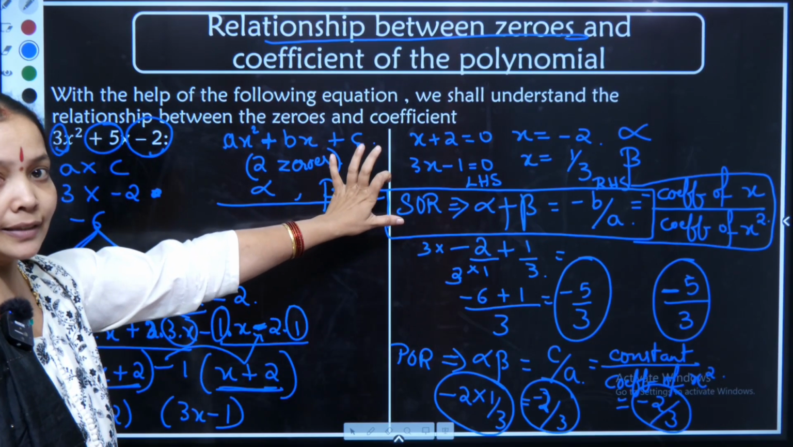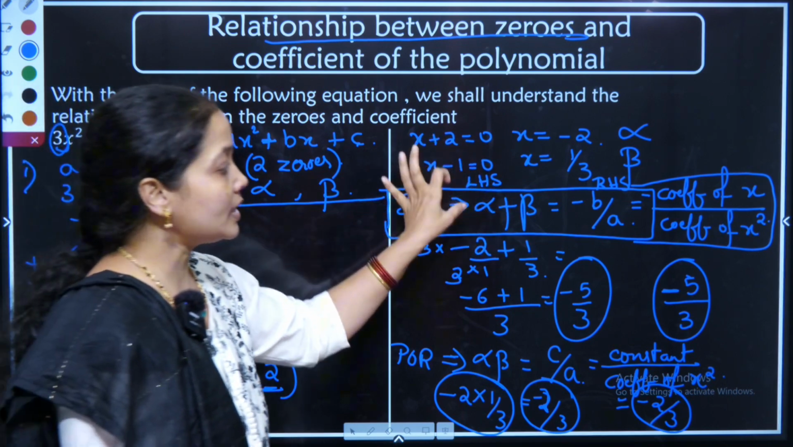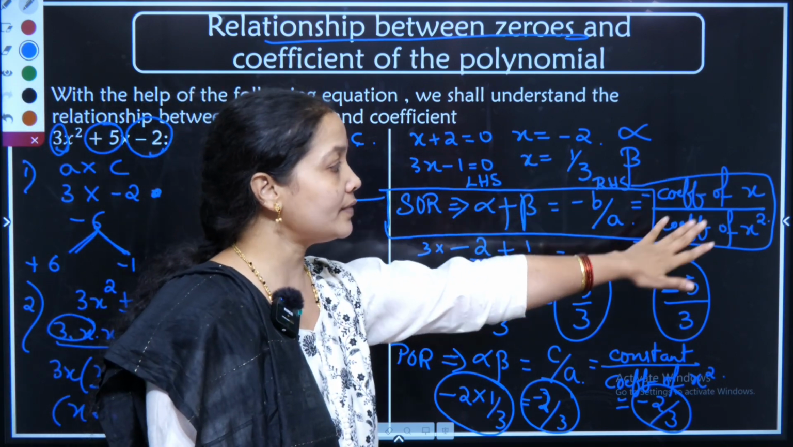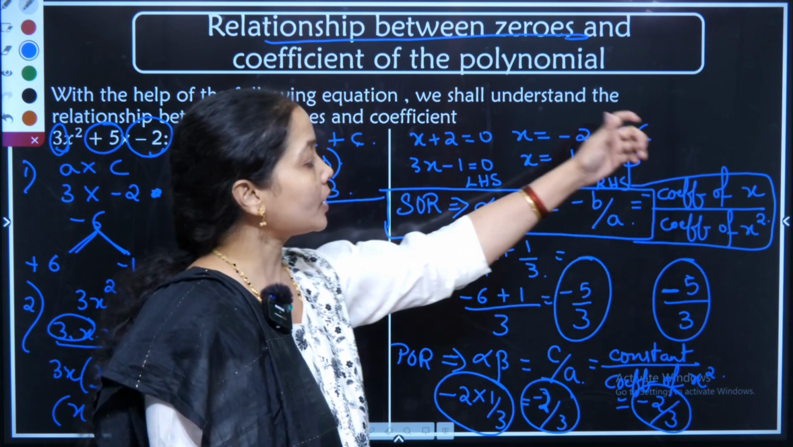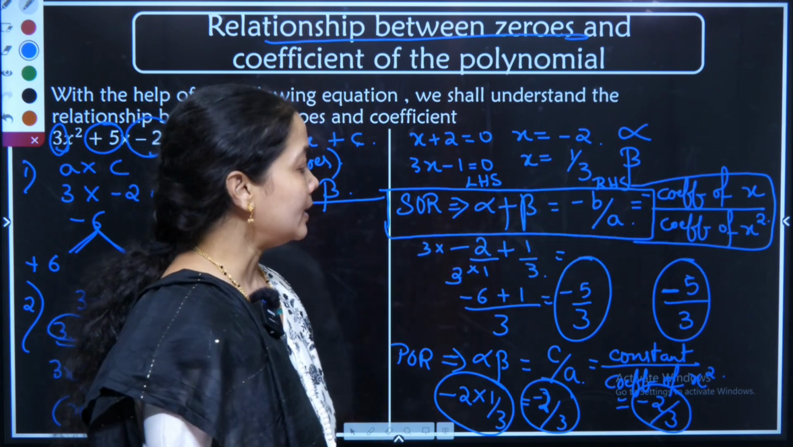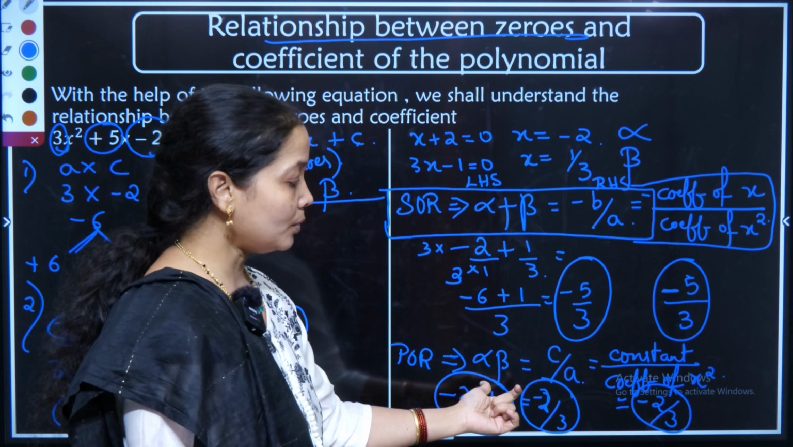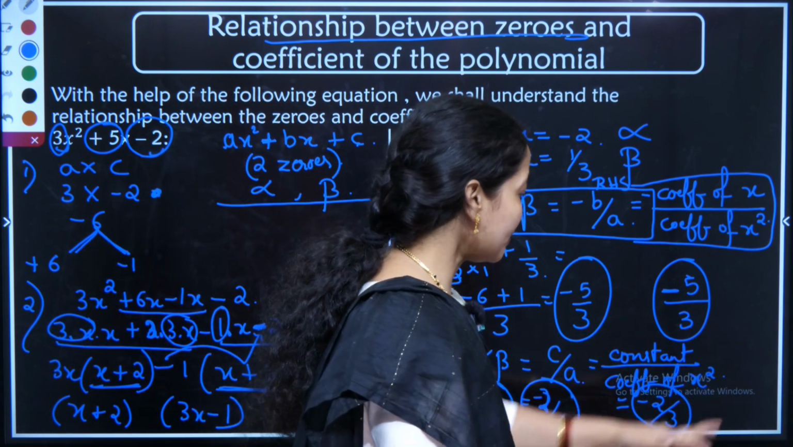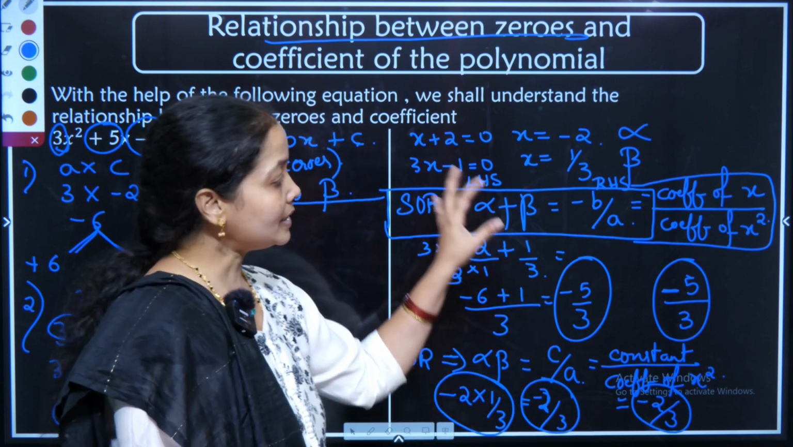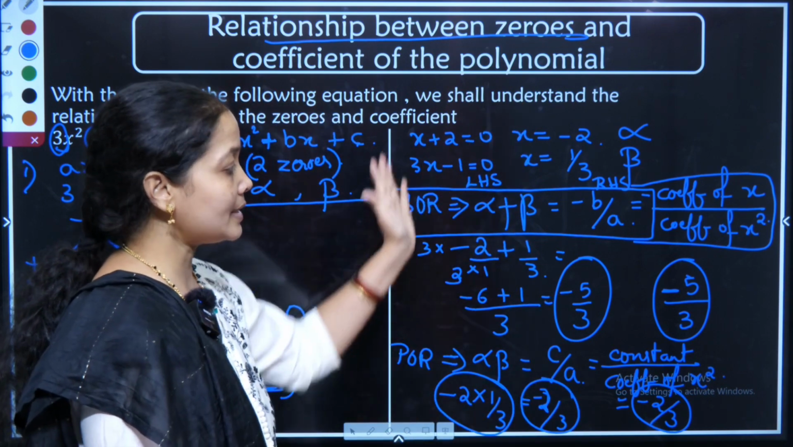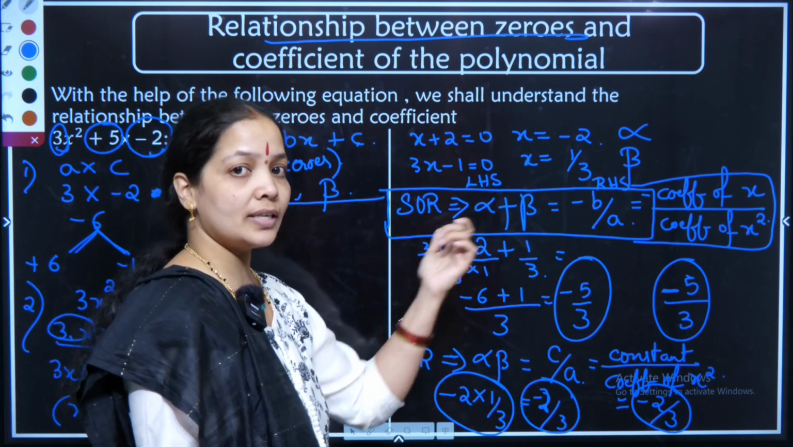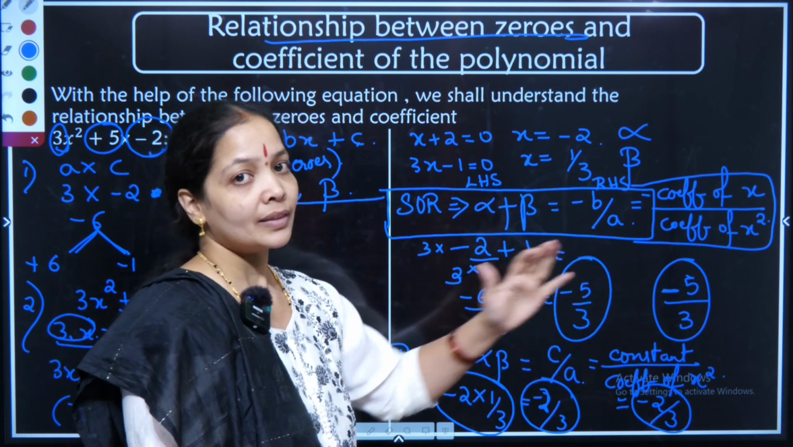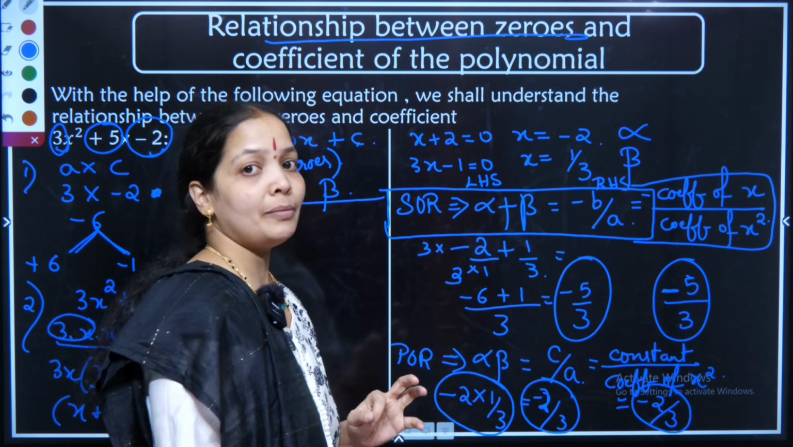Sum of roots, we'll write it as SOR, is just adding up the roots. According to the formula, it is coefficient of x divided by coefficient of x square, or also called minus b by a. Product of roots is alpha into beta. According to the formula, it will be constant divided by coefficient of x square, that is c by a. Just substitute the values of alpha and beta in a separate column with respect to LHS and RHS. Your LHS should be equal to your RHS. Then your answer is going to be perfect.